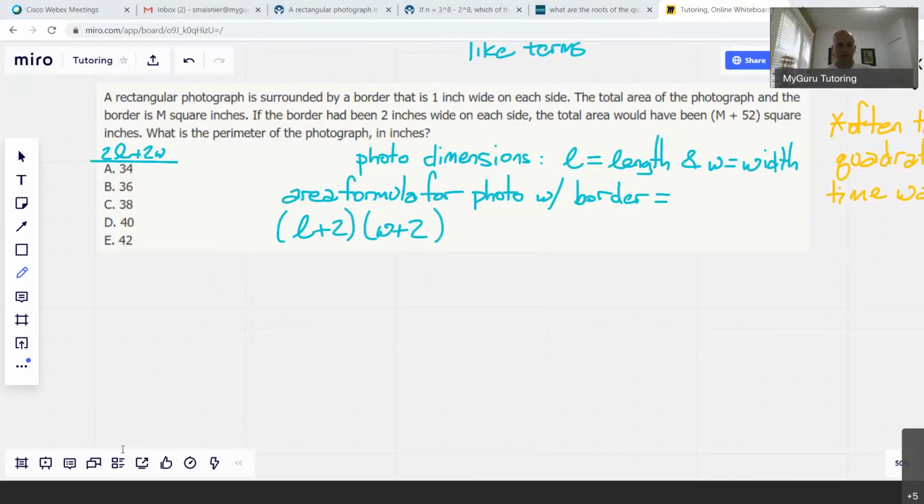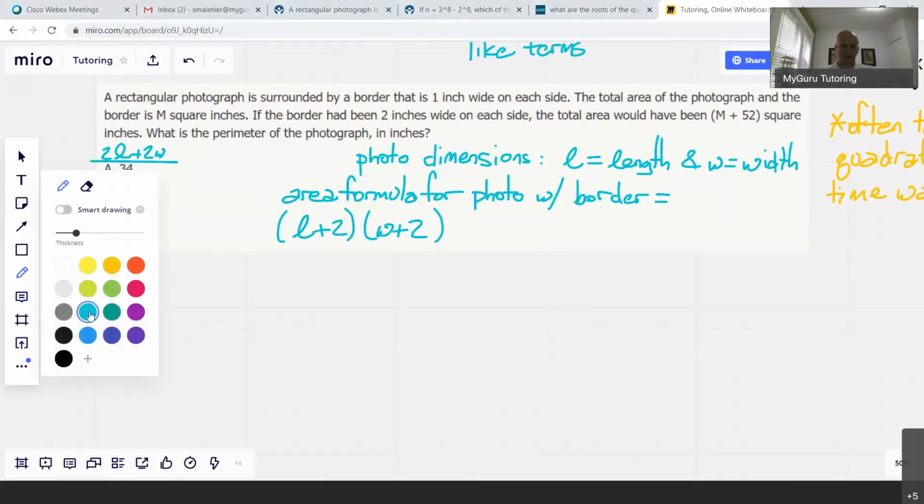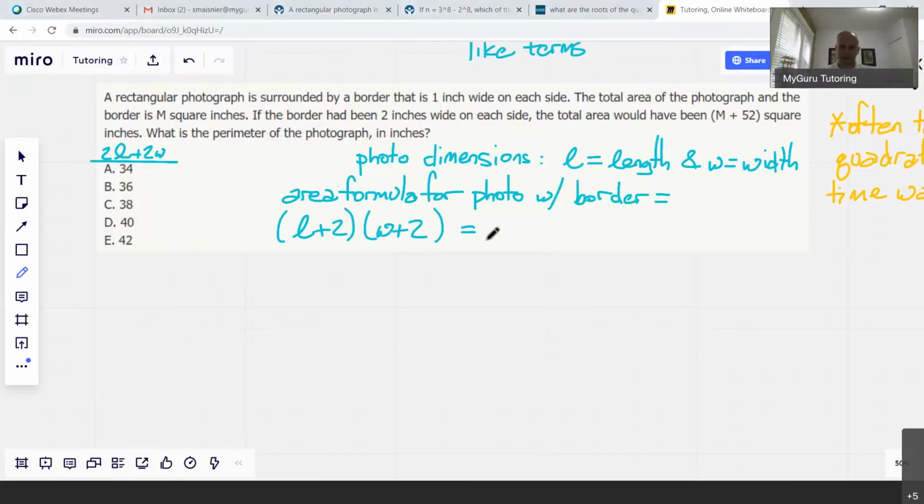And that L plus 2 times W plus 2 is equal to what, according to the problem? M, yes. So we've got L plus 2 times W plus 2 is equal to M. Now, we know that if the border had been 2 inches wide on each side, the total area would have been M plus 52. So we know we're going to ultimately end up with an M plus 52 as the second equation.